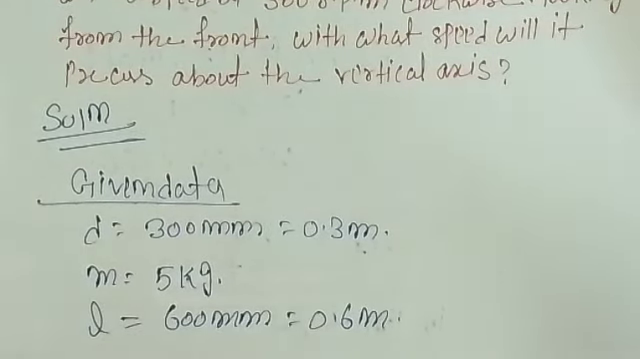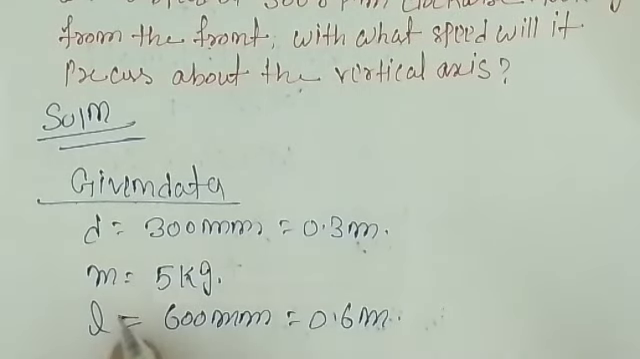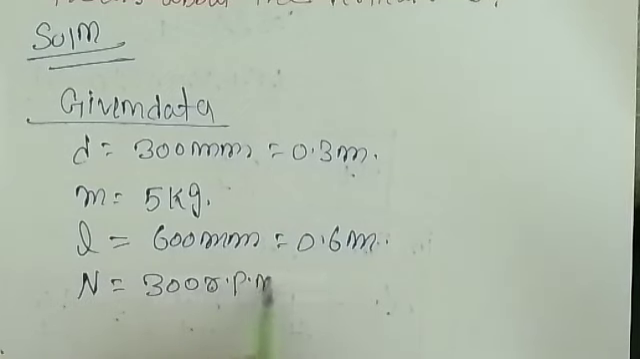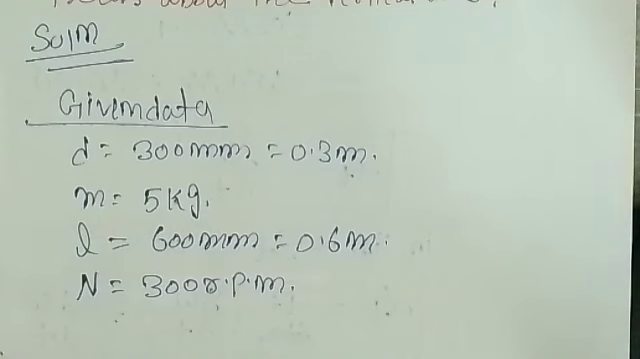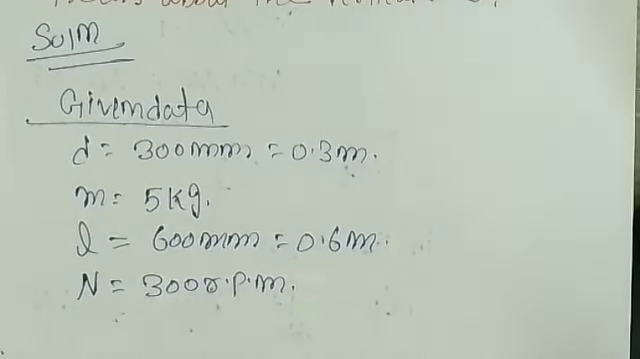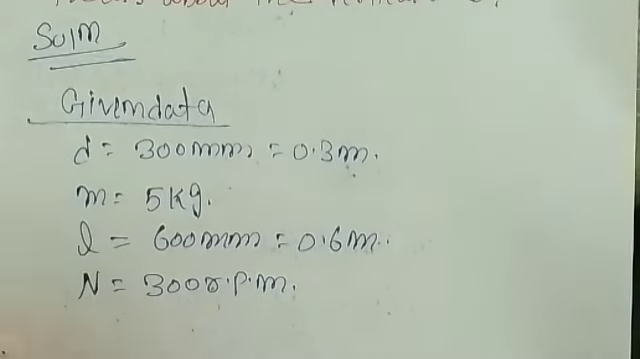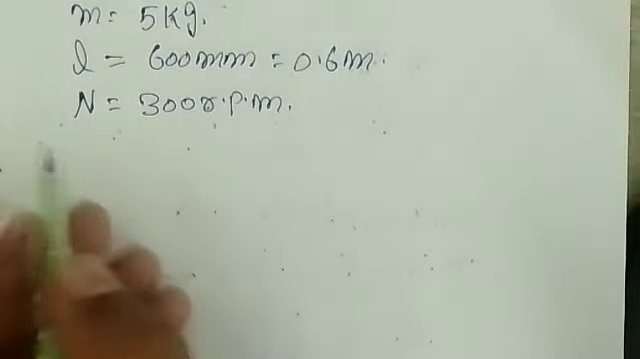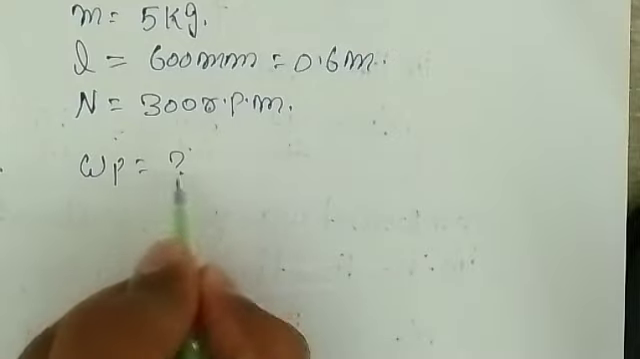The other end of the arm is free to rotate in a universal bearing. If the disc rotates about the arm with a speed of 300, that is, the speed of the disc about the arm, N is equal to 300 revolutions per minute clockwise looking from the front. With what speed will it precess about the vertical axis? They are asking for the precession speed, which means the angular velocity of precession that you have to calculate. So omega P is equal to what?